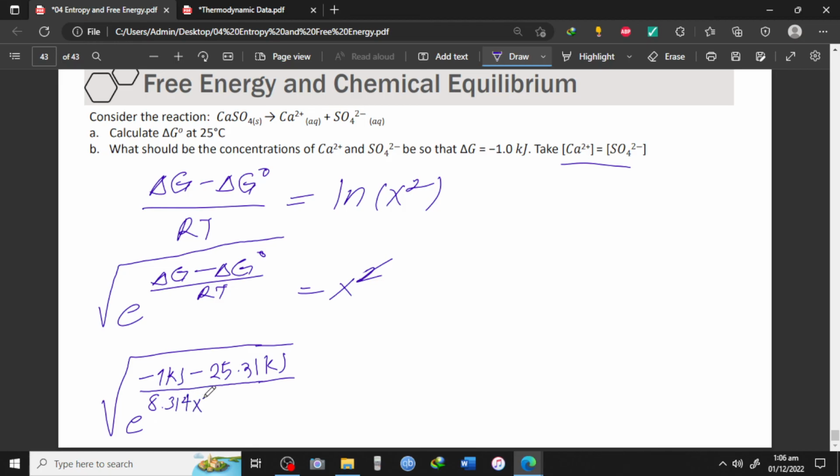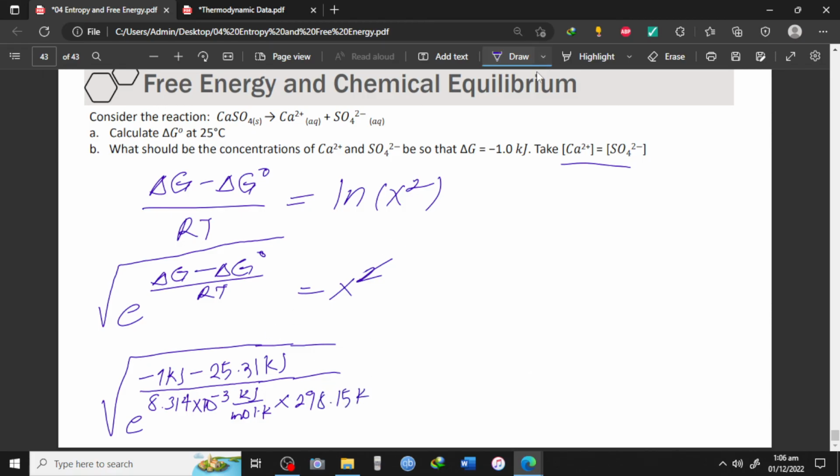So, times 10 raised to negative 3 mo lang. Parang minultiply mo na rin siya, or rather, dinivide mo na siya ng 1,000. Okay? So, ang unit na nito ay kilojoule, mole, Kelvin. And then, yung temperature natin is at 25 degrees Celsius. So, convert mo yun into Kelvin to 298.15 Kelvin.